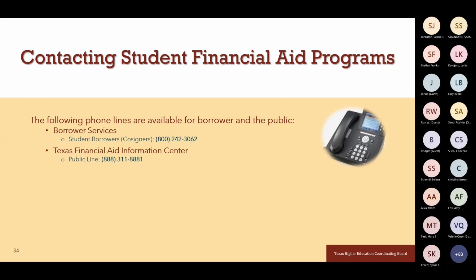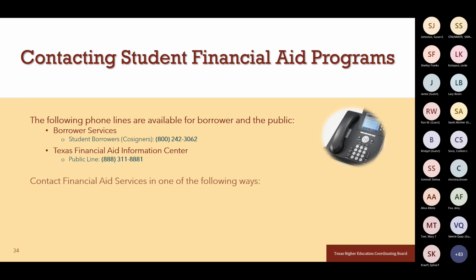We also have something called the Texas Financial Aid Information Center line. That's for the public. It's really an additional resource for people looking to get into higher education. It's not really intended for current students. 9 times out of 10, if they call us, we point them right back to you. We know it can be frustrating if the coordinating board tells them one thing, which we don't have all the details of their file, so we'll send them back to you.